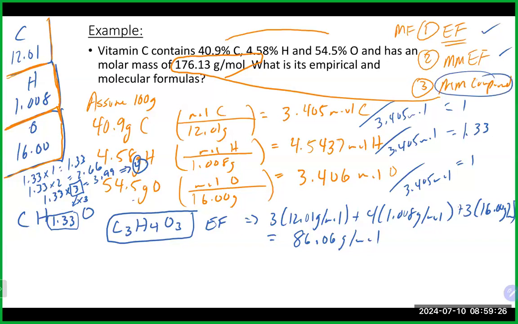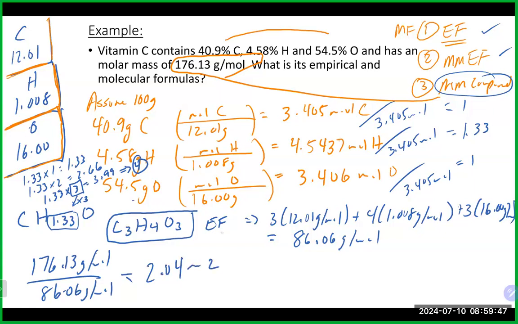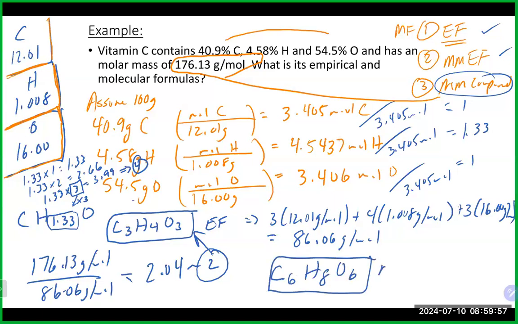We obviously have our compound's molar mass, so now we can take 176.13 divided by 86.06. If we do that, 176.13 divided by 86.06 is going to give us about a 2.04. And again, that is pretty close to a 2. So we will multiply our empirical formula by that factor of 2, and that will give us C6H8O6 as our molecular formula. Any questions on that one there?